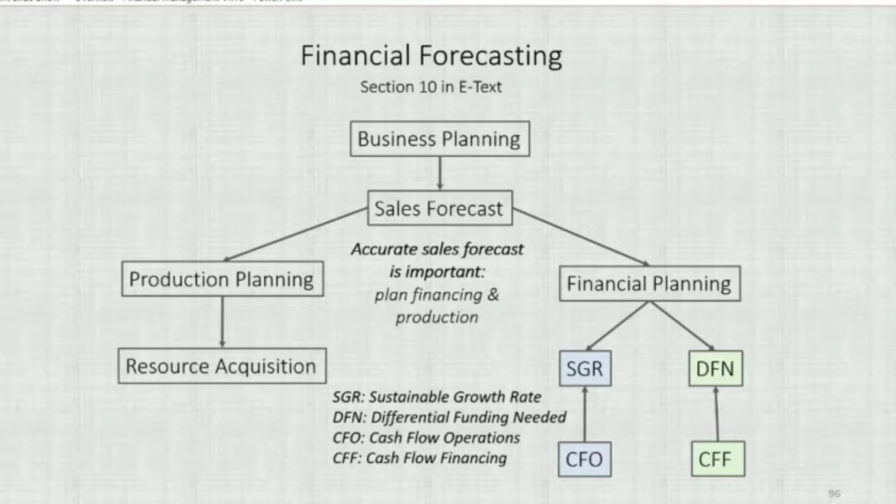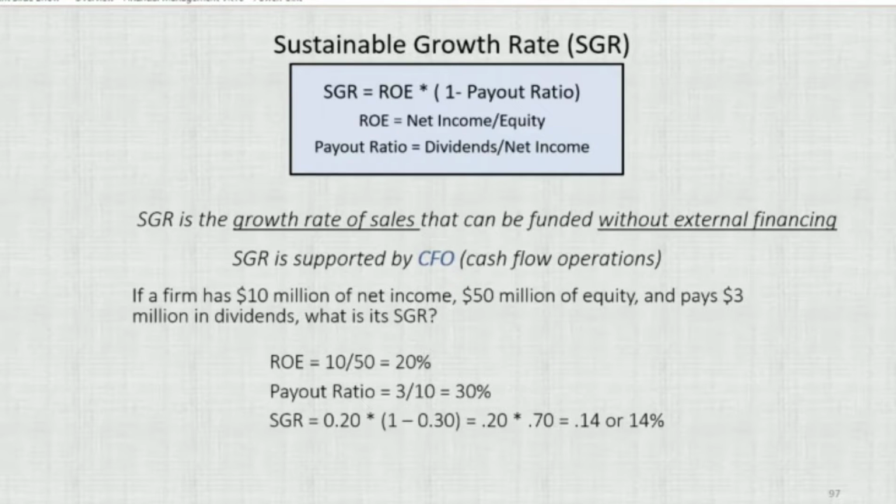Now, a second concept is differential funding needed, and that's the case in which the sales forecast is such that the firm will need external financing. That is, they need to go out and sell stocks and bonds to finance the operations of the firm. And that is being contained in this concept called cash flow financing, or CFF, that is cash raised through the sale of stocks and bonds. So first, let's look at sustainable growth rate, or SGR.